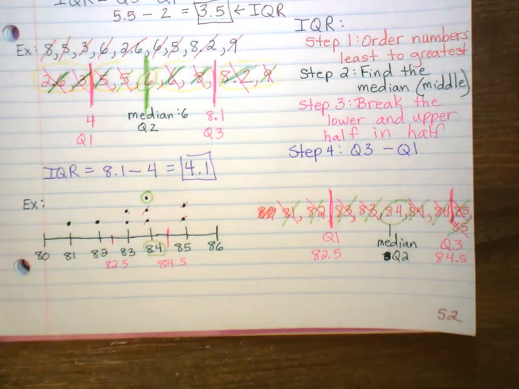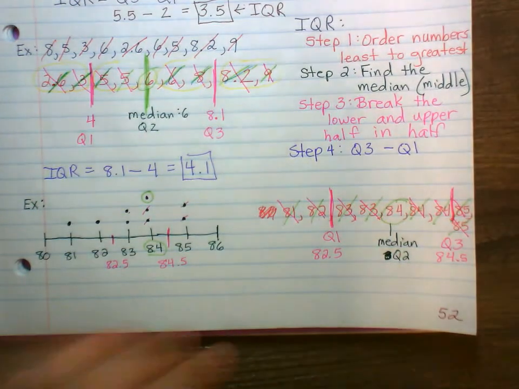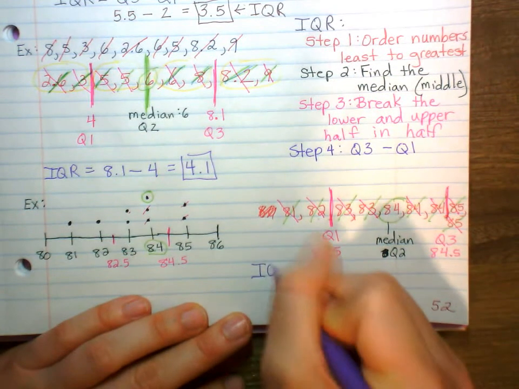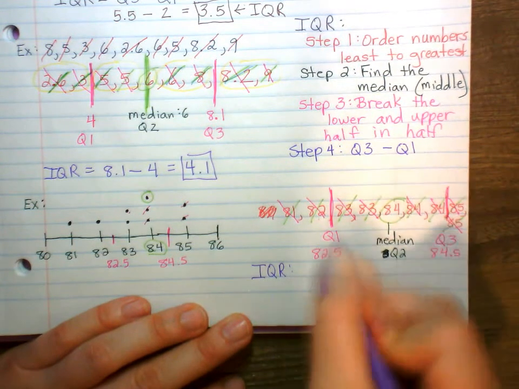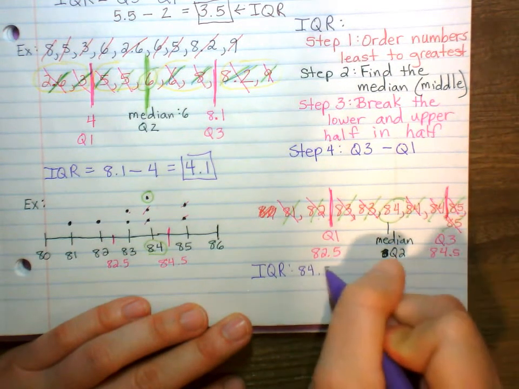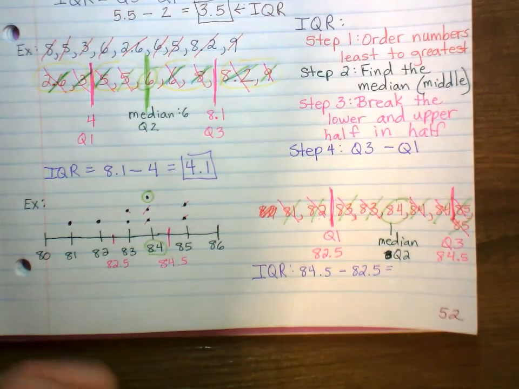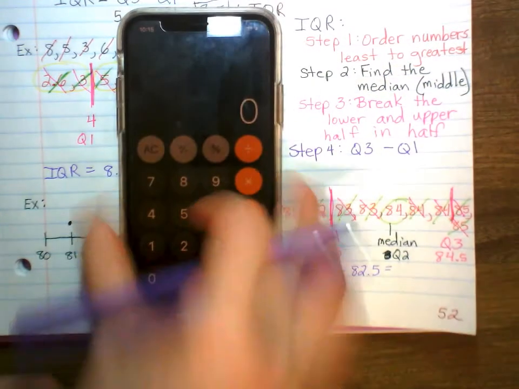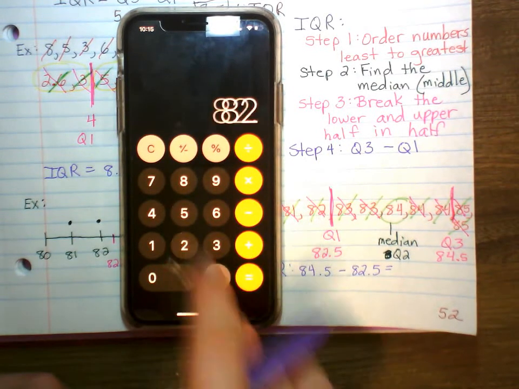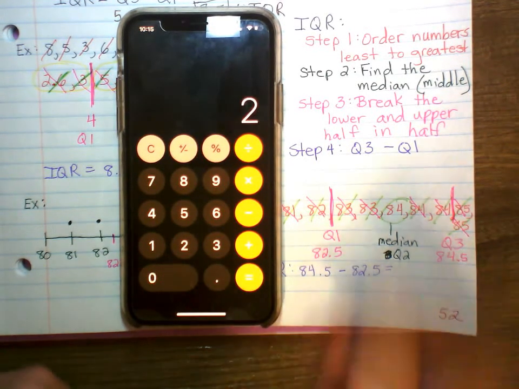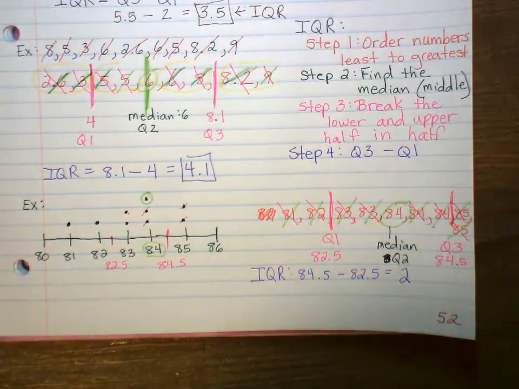All right, the last step, quartile 3 minus quartile 1. So the interquartile range is going to be quartile 3 minus quartile 1. So 84.5 minus 82.5, which is 84.5 minus 82.5. 2. So the interquartile range is 2. That is not very spread out.